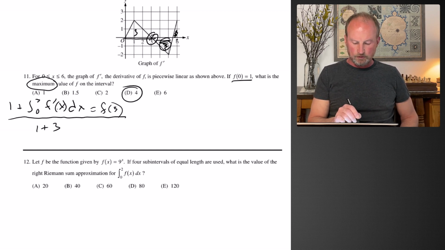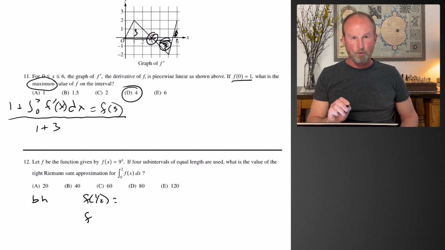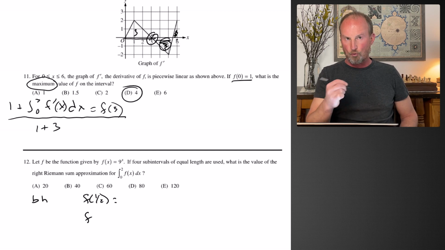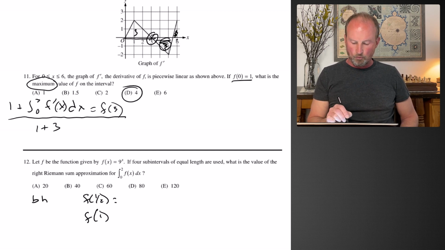So the area of a rectangle is base times height. My base was going to be delta x, and the height is evaluated at the right-hand side. Starting at 0, I go to the right-hand side: 1/2, at 1, at 3/2, and at 2. Those are the 4 points I'm looking at.